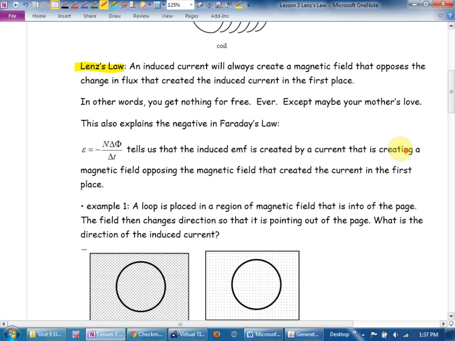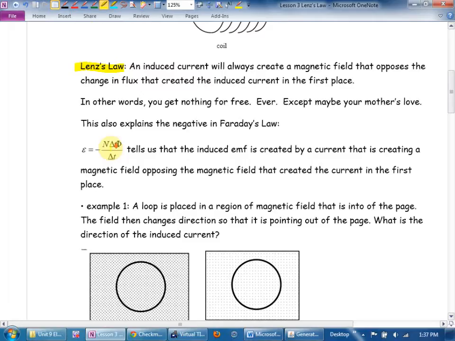This also really explains the negative in Faraday's law. Remember we did it yesterday? We left a space last day, and then we put a negative in front, and I said, why? It's to remind us, Vitaly, that the voltage you're getting when you're spinning a coil is in the opposite direction of the voltage that would cause an electric motor to speed up. You get nothing for free.